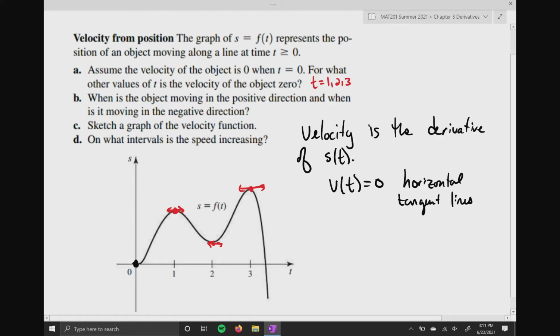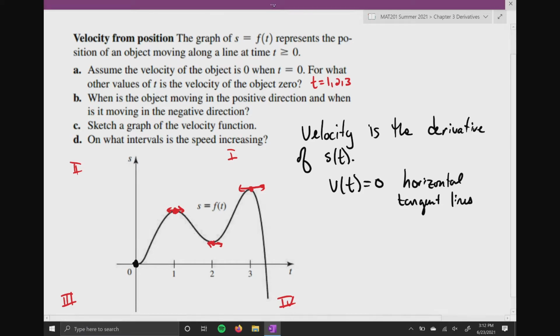Now the second part asks the question, when is the object moving in the positive direction, and when is the object moving in the negative direction? Okay? So remember, if we're defining t and s to be in the positive directions, which, let's be honest, is how we always do this in quadrant 1, quadrant 2, quadrant 3, quadrant 4. We've all seen this before. We assume quadrant 1, t and s, or more generally, x and y are positive. So we want to know when is the object moving in the positive direction. All right. And this occurs when the slope is positive.